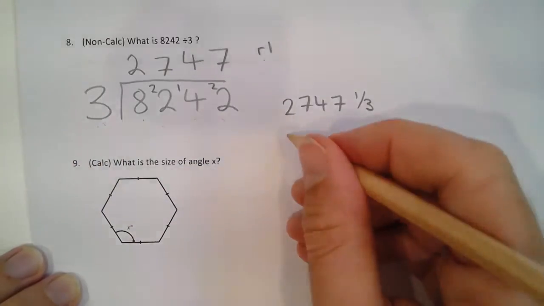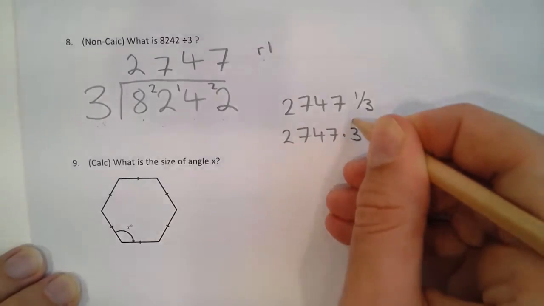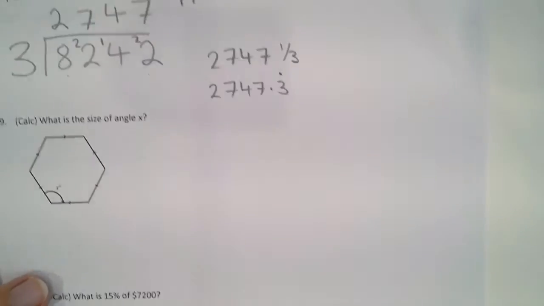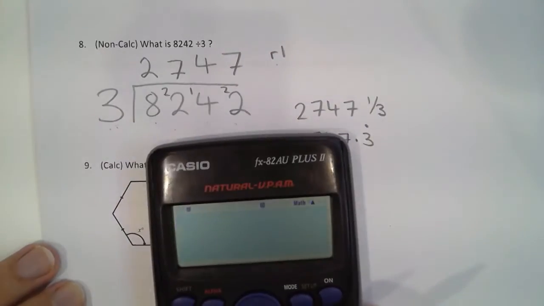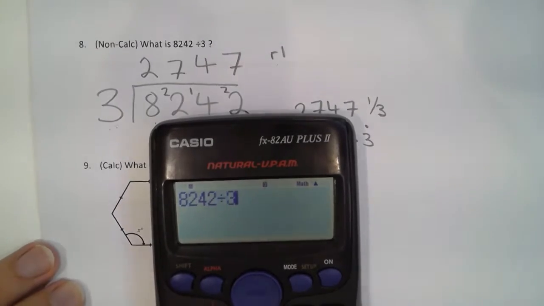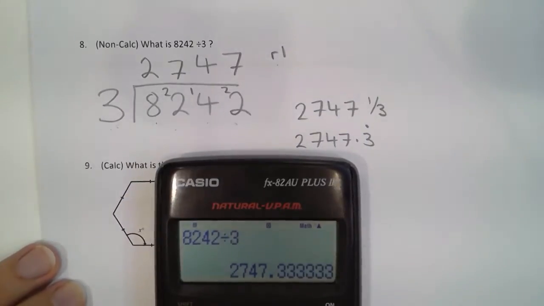Or we could write that as 2,747.3 recurring. Both would be acceptable answers. This one would probably be multiple choice. Let me just prove it in case you doubted me. 8,242 divided by 3 is 2,747.3 recurring.